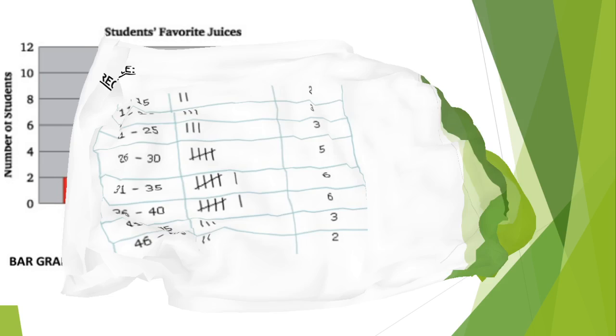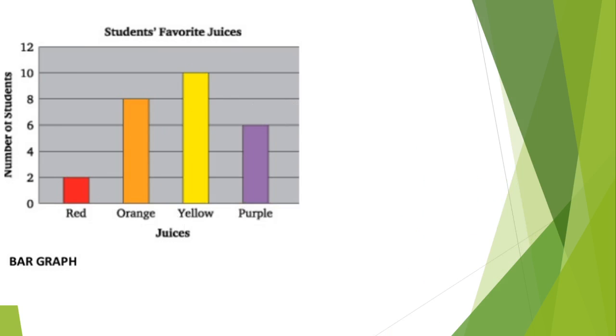Here we have the students' favorite juices, a small example for a bar graph. On the y-axis we have the number of students, on the x-axis we have 4 types of juices: red, orange, yellow and purple. Each and every bar is denoted by a rectangle. Not only in bar graphs, in histograms also we use rectangles. But there is a small difference between bar graphs and histograms. In bar graphs we have a space between 2 bars. In histograms we do not have any space between 2 bars.